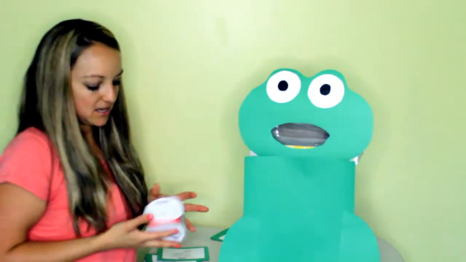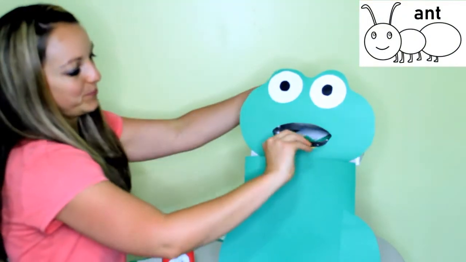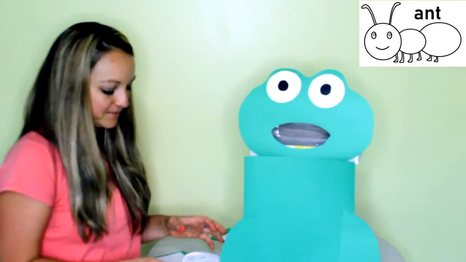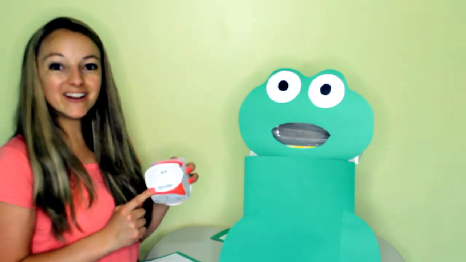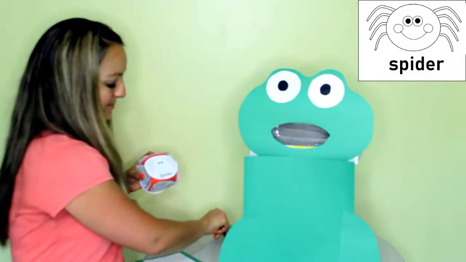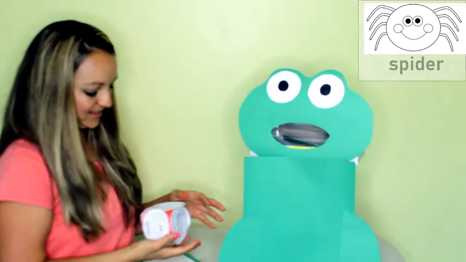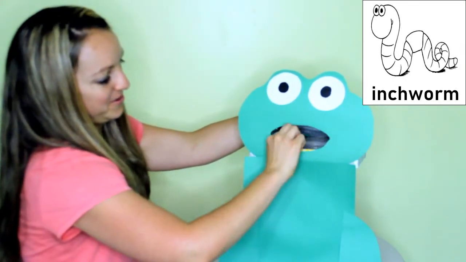Shake, shake, shake. An ant. Ooh, froggies love ants. Here you go. He's hungry today. 2 animals left. Oh, we already got an ant. Let's shake again. A spider! Froggies love spiders. Here's our spider. And the last one, inchworm. Here you go. Here's your inchworm. Oh, he's hungry. Great job playing.